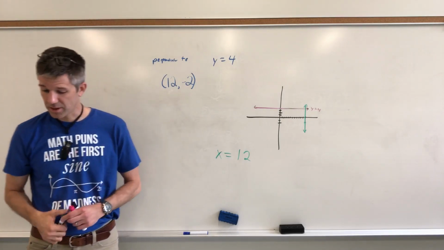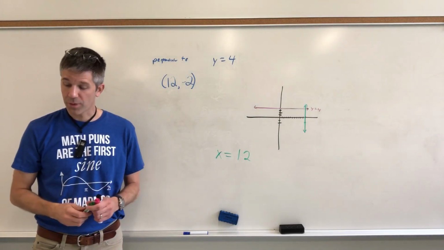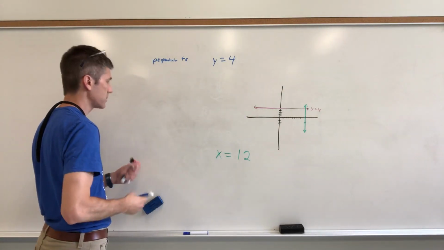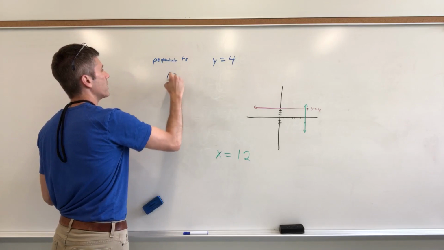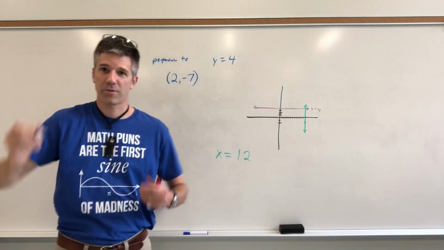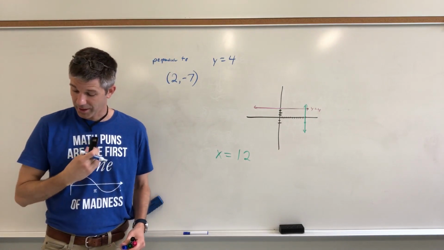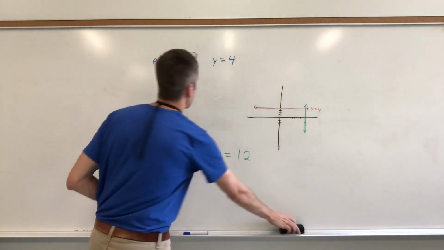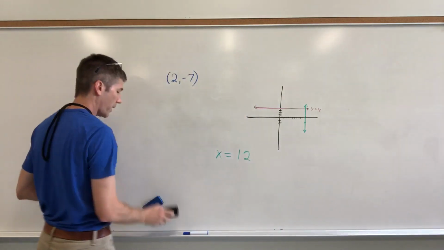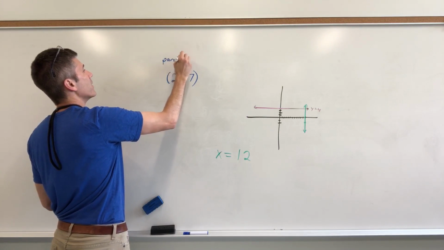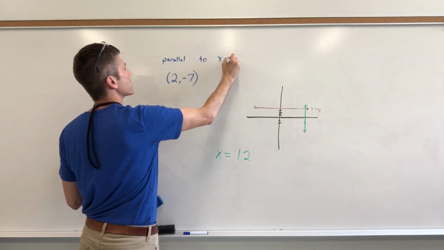So the next problem says, what is the equation of a line through 2, negative 7? So 2, negative 7. Sorry, you had to hear me take the lid off that thing right in front of the microphone. 2, negative 7, and it's parallel to x equals negative 14. So parallel to x equals negative 14.